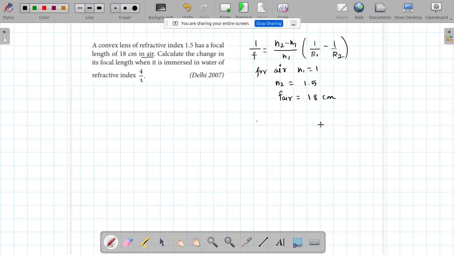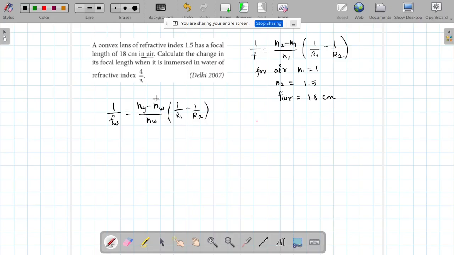Now the entire setup is immersed in water with refractive index 4 by 3. Therefore, 1 by f water becomes (n of glass minus n water) divided by n water, again times (1 by r1 minus 1 by r2). The term inside the bracket, the radius of curvature, is the same.